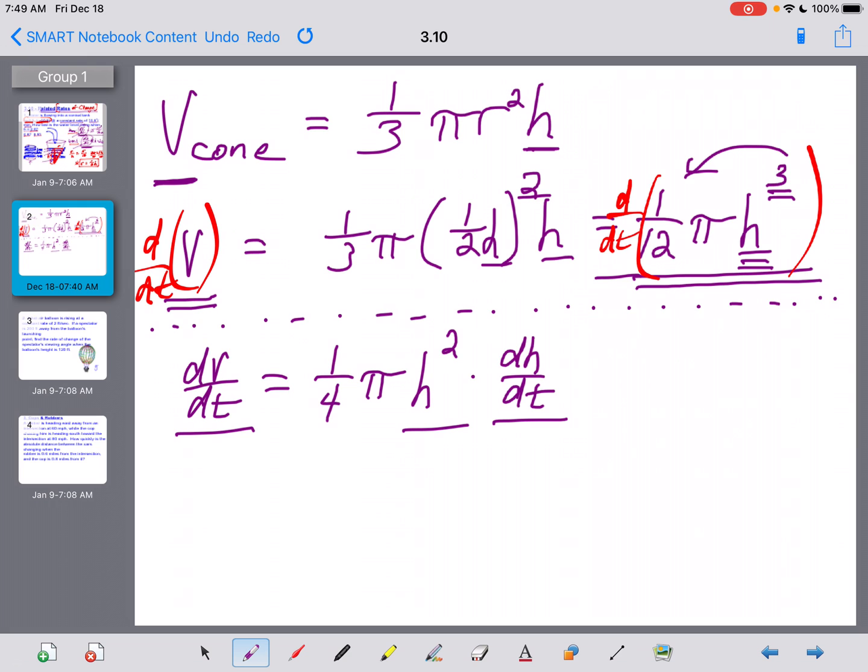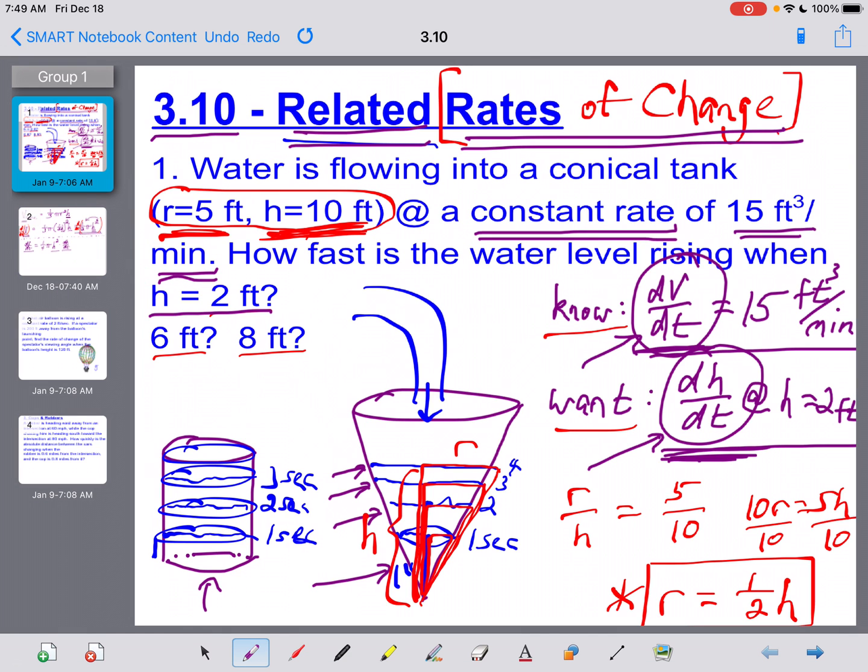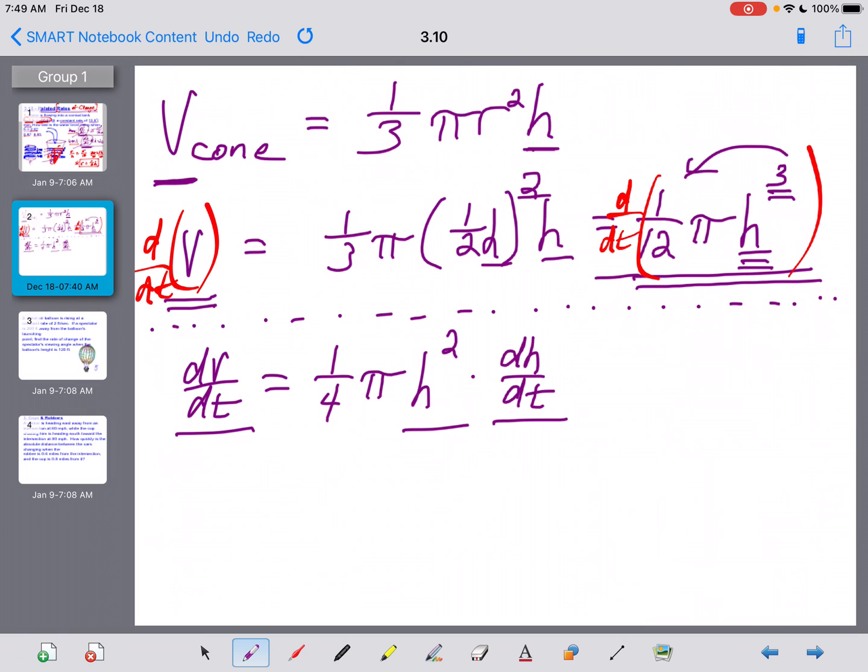dV/dt, it told us in this problem, was at a constant rate of 15 cubic feet per minute. Water is flowing into the tank at a constant rate. So it doesn't matter when or where we are, dV/dt is constant at 15 cubic feet per minute. That now equals 1/4 times pi. And this h right here is tricky, guys. This h is what we're going to call a time-specific value. The height of the water in the tank is not always the same.